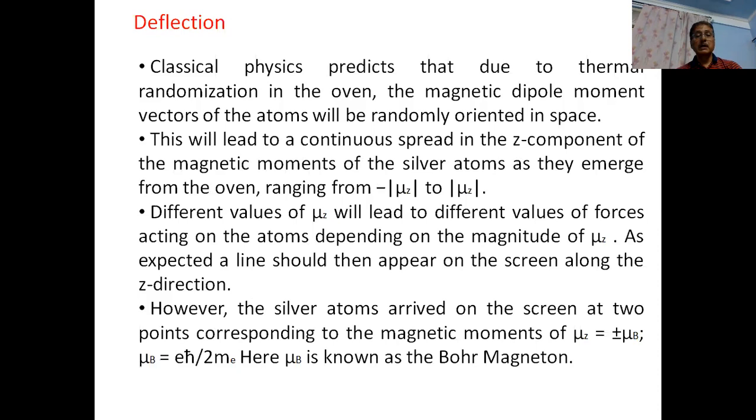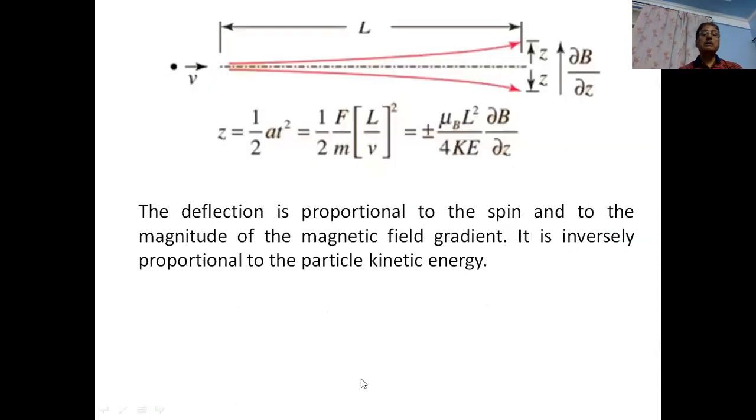But to the contrary, the silver atoms arrived on the screen at 2 points corresponding to the magnetic moment mu Z. This mu Z is plus minus mu B, where mu B is known as the Bohr magneton. Now this is the figure for deflection of the silver atoms on the screen. Now Z is equal to half A T square, A is equal to F upon M, and F is given by, as we have seen, mu Z delta B by delta Z. So here we can see this deflection Z is proportional to the spin and to the magnitude of the magnetic field gradient, that is delta B by delta Z, and it is inversely proportional to the kinetic energy.